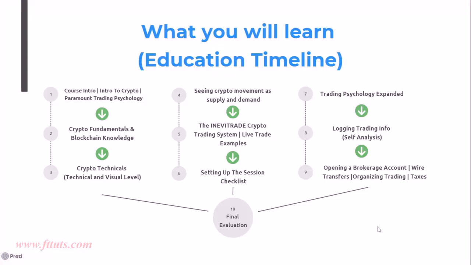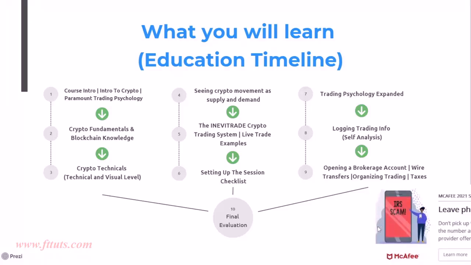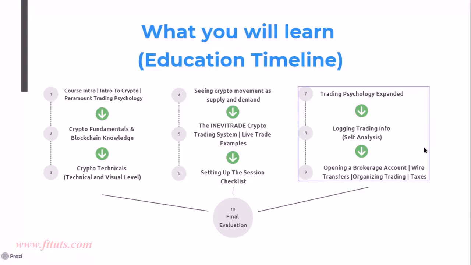Lesson number 9 is going to be how to open a brokerage account for crypto, do wire transfers, organize your money for taxes, and things that you need to keep in mind for taxes. This is kind of tying it all together. A lot of courses do not go over how to handle tax season or how to make sure that you've saved enough money so that you're not hit with a huge bill during tax season. That's what happens to a lot of traders.